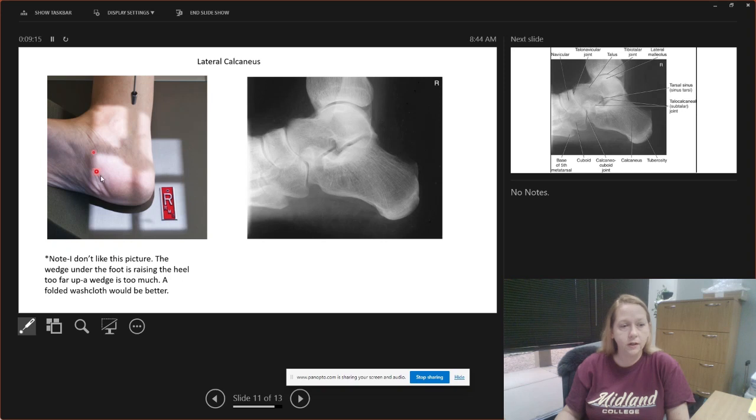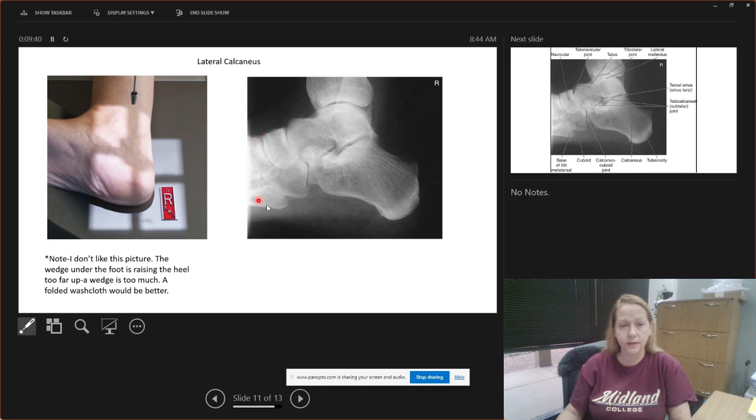All right, I don't want you to look at this picture. This is the picture that's in the book. I don't like this picture, because the wedge right here that is under this person's foot is going to make this calcaneus foreshortened. I don't think they thought that through when they were doing it. And it's too collimated. I need to see more into the midfoot area.